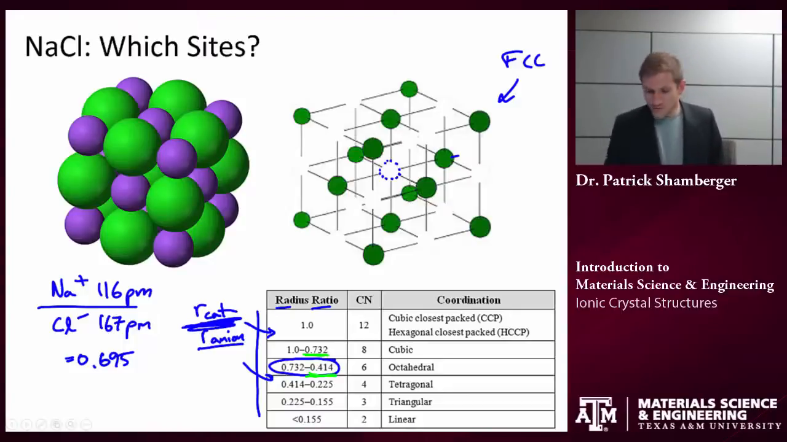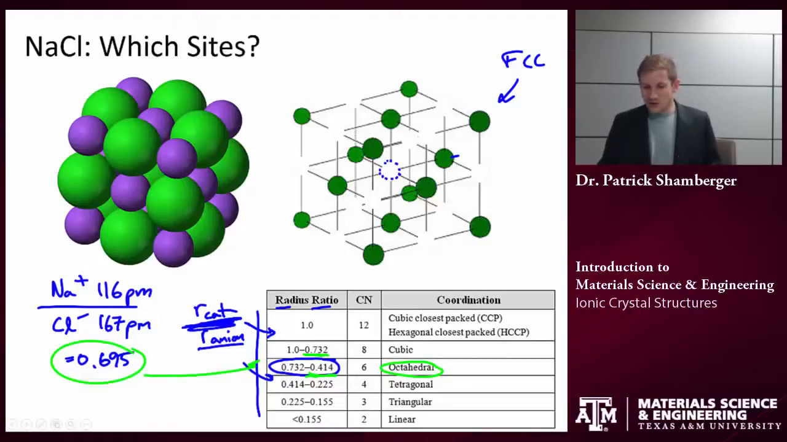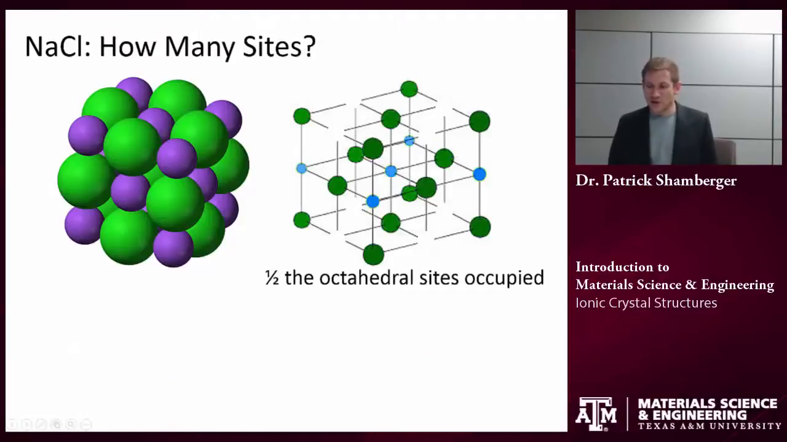So again, we found the radius ratio, cation over anion. We looked at our table, and we say that in the sodium chloride lattice, sodium wants to occupy octahedral sites. So it's going to sit in octahedral sites such as this one. But the next question is, how many of those sites is it going to occupy? So for example, we could occupy half of the sites.